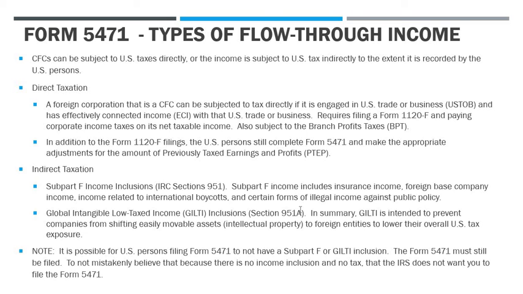And GILTI was intended to capture what Subpart F income didn't. So companies would move easily movable assets, so intellectual property, things like that, to foreign entities and try to reduce their overall U.S. tax footprint. And so GILTI is designed to capture these types of income that otherwise could be excluded from Subpart F.